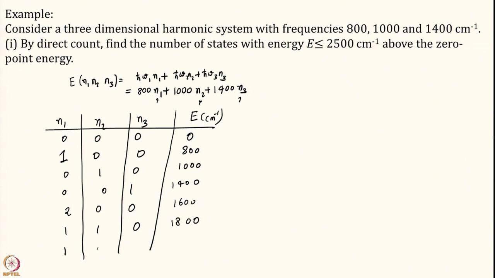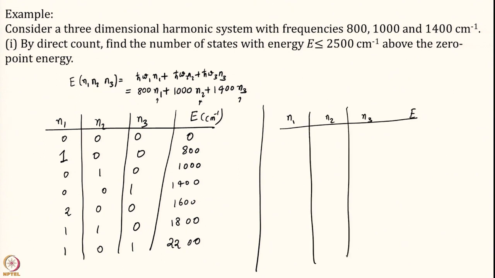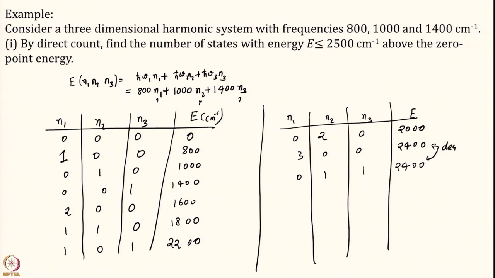What do I do next? Let me put 1 0 1, sure, that is 2200 wave numbers. I have actually forgotten 1, so let me make another table here. Okay. So, it is laborious, you have to just go ahead and do it. I could have put it this way, I would have gotten 2000 wave numbers. Finally, I can do 3 0 0, that is 2400 wave numbers, or I can do 0 1 1, that is also 2400 wave numbers. Okay, these two are degenerate, but they represent different states nonetheless, so we count them equally.